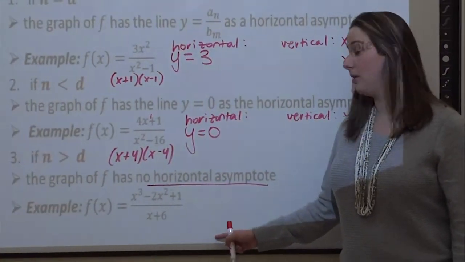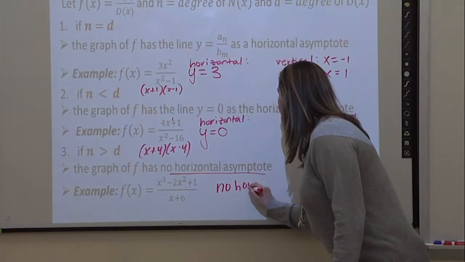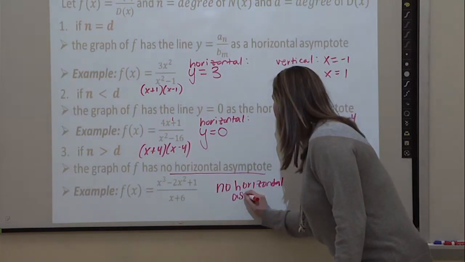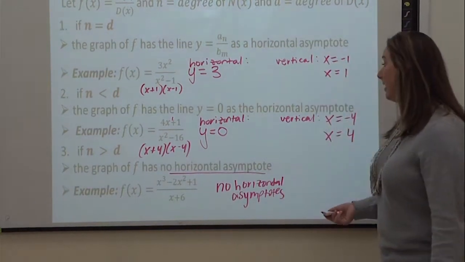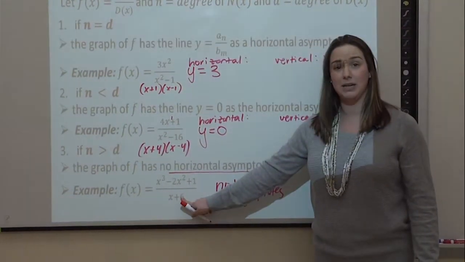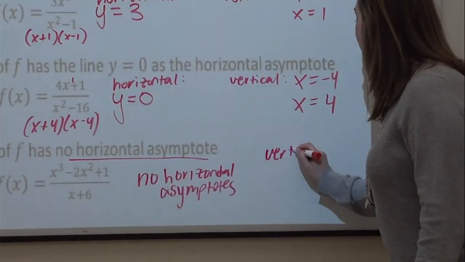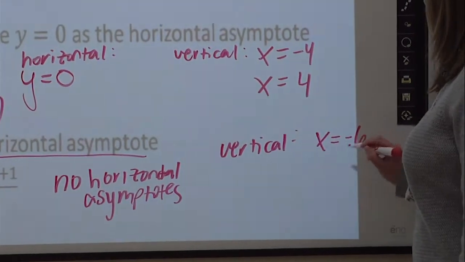For the last problem, we did not have any horizontal asymptotes. But we are going to have a vertical asymptote. Again, I can set my denominator equal to 0 and solve. So my vertical asymptotes for the last example is going to be x equals -6.